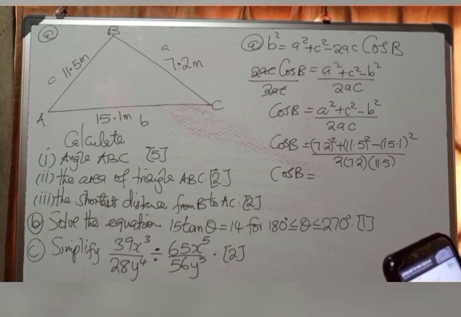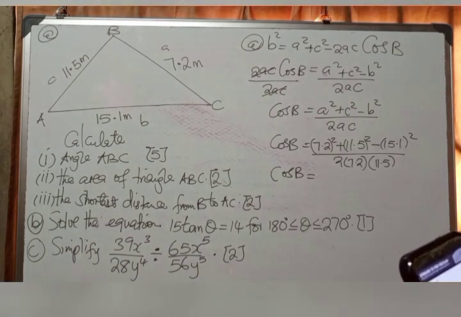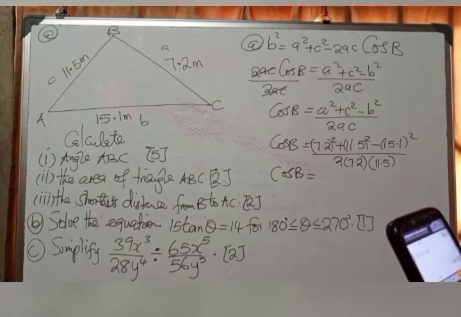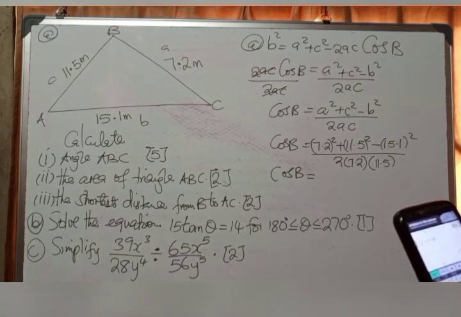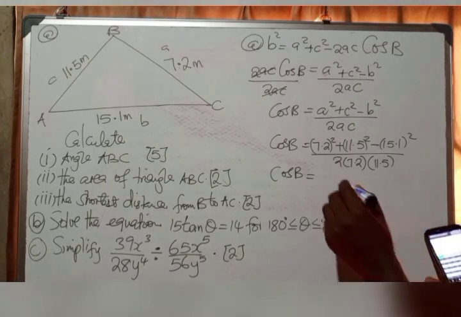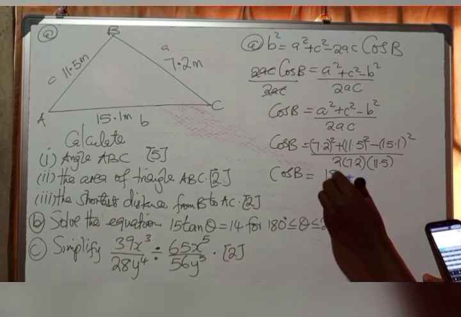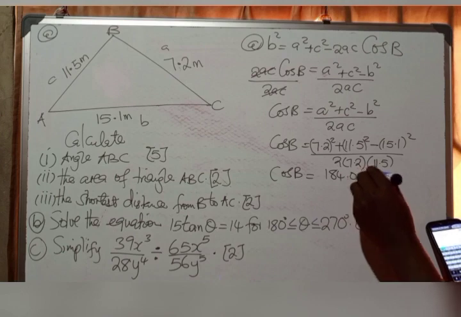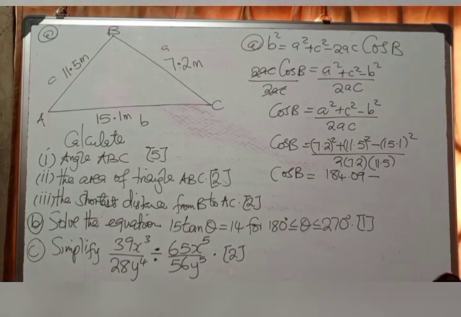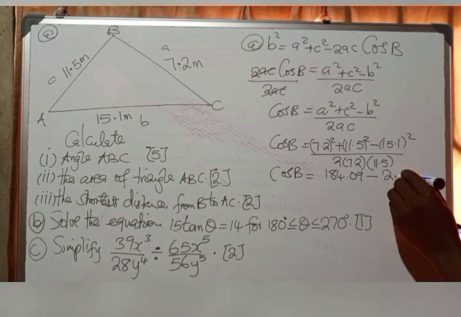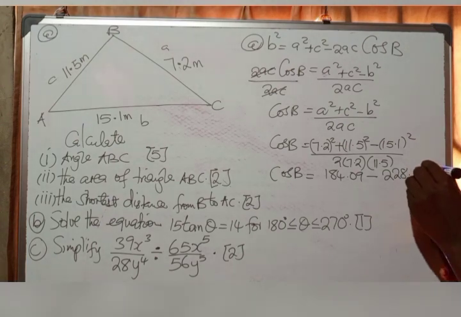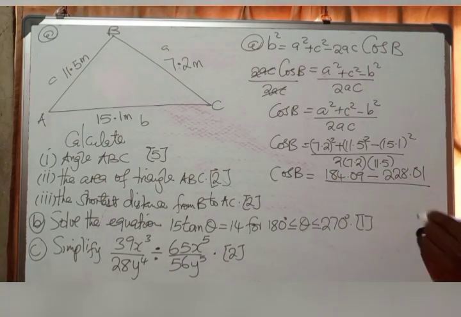First of all, we have to first find 7.2 squared plus 11.5 squared. So we have this answer here. The answer is 184.09. So we'll say minus. Now, what is 15.1 squared? We have 228.01. So we'll say over.